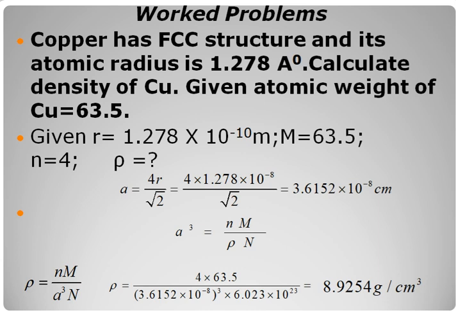This value of a we are going to substitute in the formula for rho. So rho will be equal to nM upon a cube into capital N, where capital N is the Avogadro's number, and this comes out to be 8.9254 gram per centimeter cube.